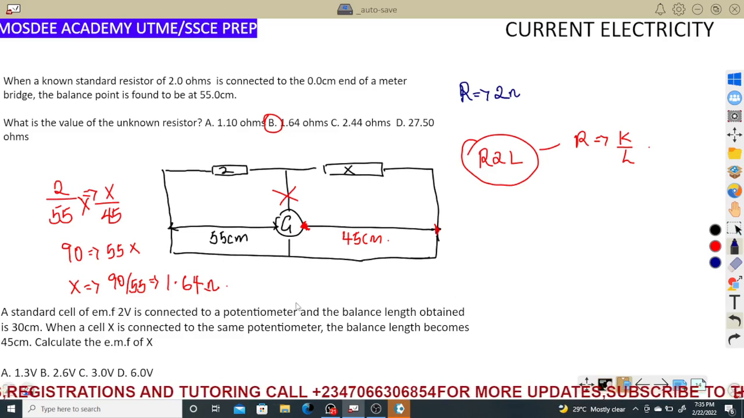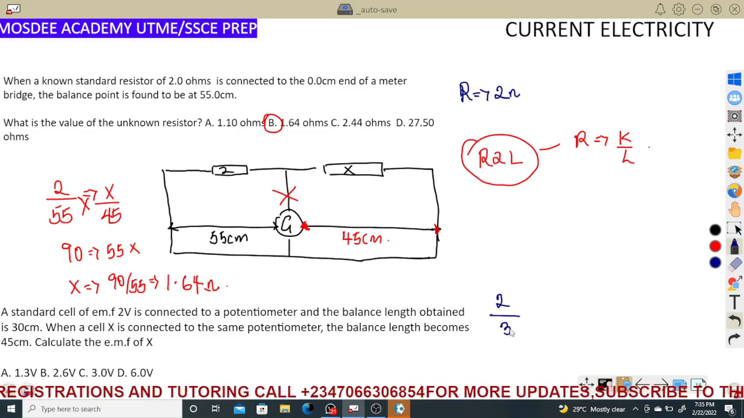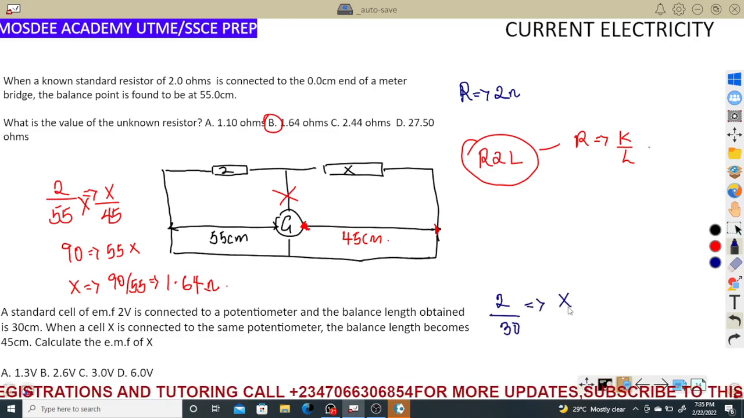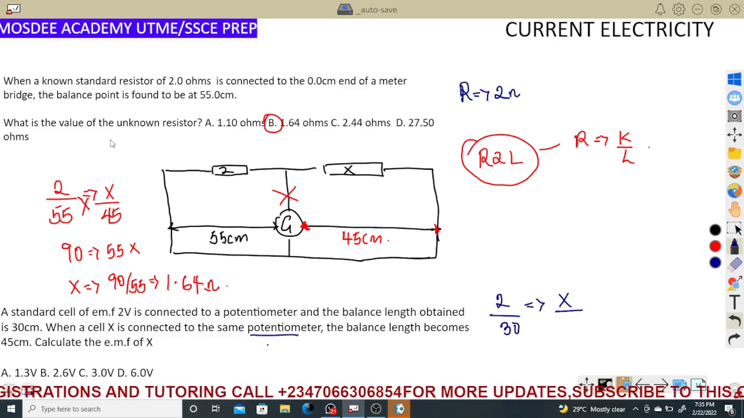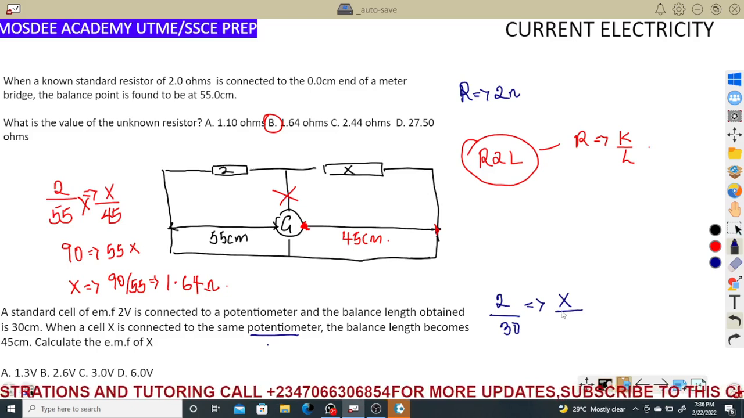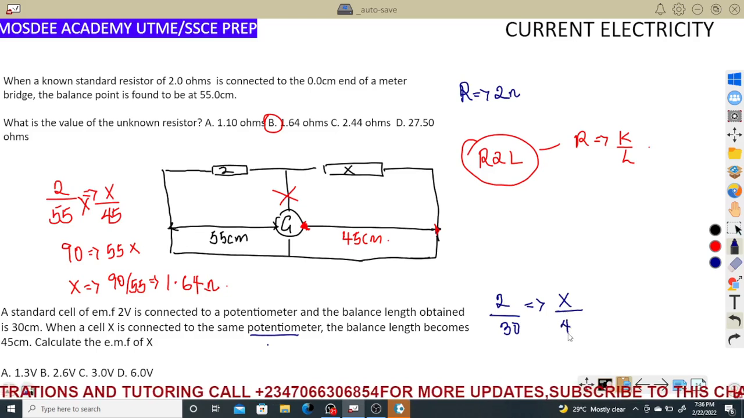Now I may not draw. 2 balances the length of 30. I'm using centimeters. Then when S is connected to X, it balances, and this is voltage. Now the potentiometer measures small voltage. The meter bridge measures what? It measures resistance. Please note that.